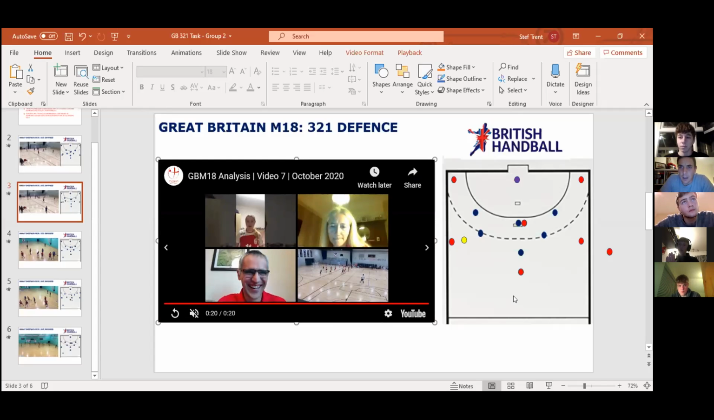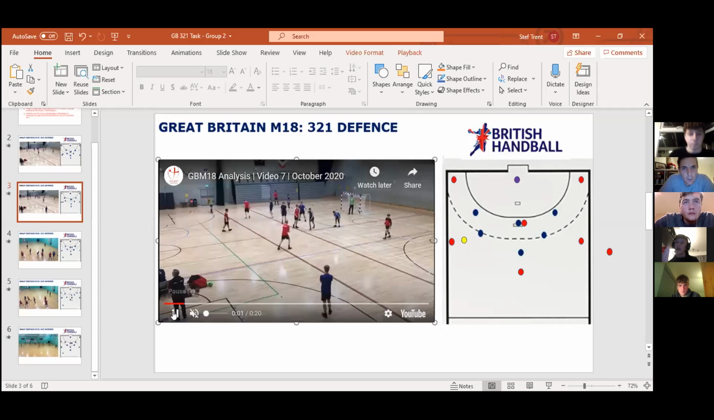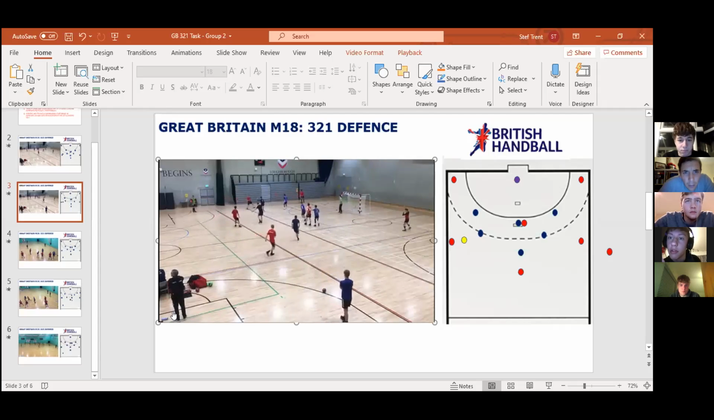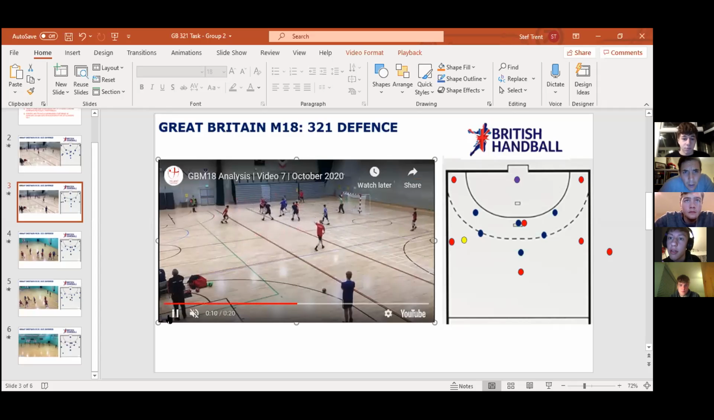Okay, I'm seeing something slightly different. Can you play it again, please? Because I believe he is facing the right way, and then he switches all of a sudden. It looks like, I might be wrong, but it looks like he changes to face inwards towards the court. Pause it now.